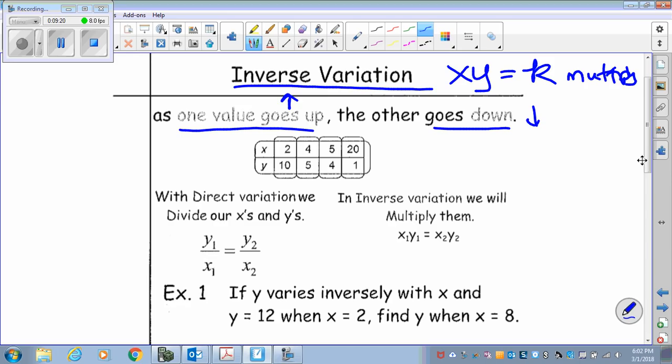All right. So looking at this table, I have 2 times 10 is 20. 4 times 5 is 20. 5 times 4 is 20. And 20 times 1 is 20. So do they vary inversely? Yes, they vary inversely.